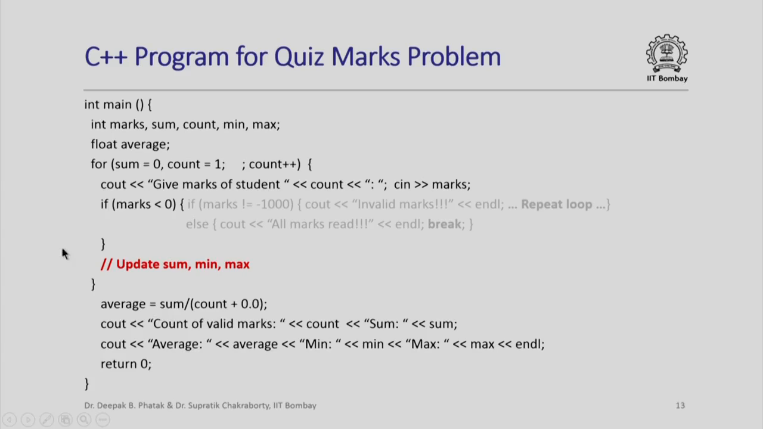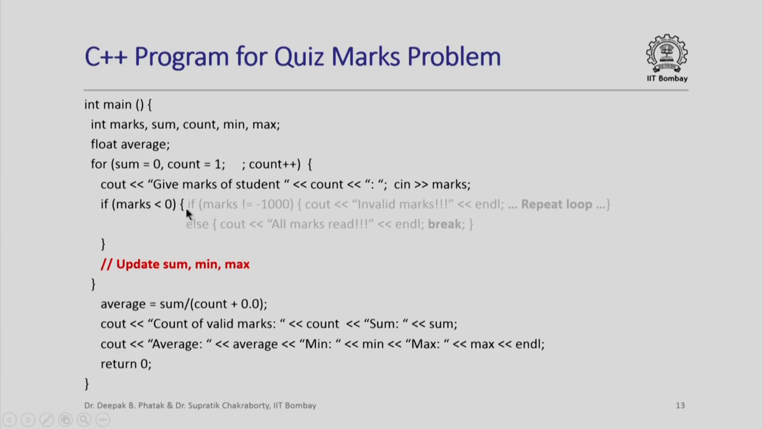Count plus 0.0 is of type float because count is of type integer and 0.0 is a floating point constant. Therefore, this denominator becomes of type float, and now when I divide sum, which is an integer, by this floating point value whose value is the same as that of count, I get a floating point average.